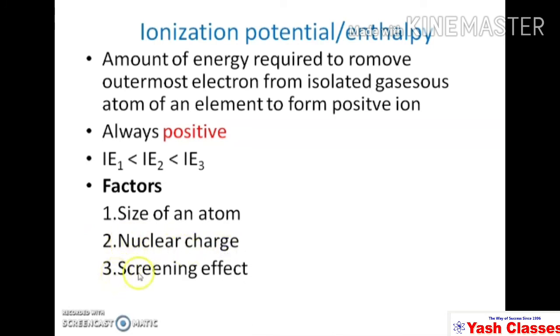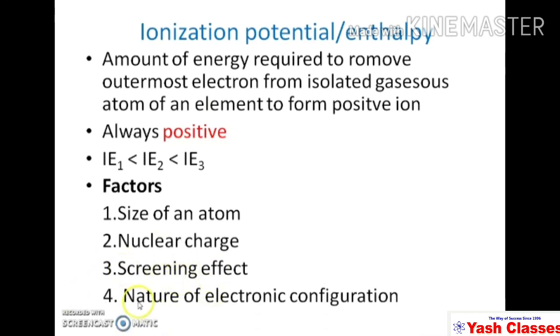And the next factor, it depends upon the screening effect. From top to bottom, the screening effect increases, atomic size increases, and ionization potential decreases. The greater the screening effect or shielding effect, the lesser is the ionization enthalpy.